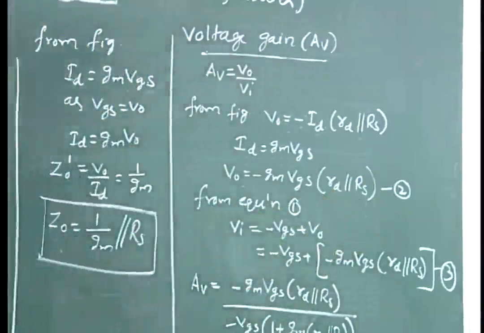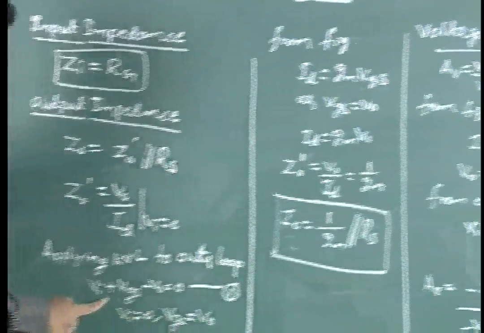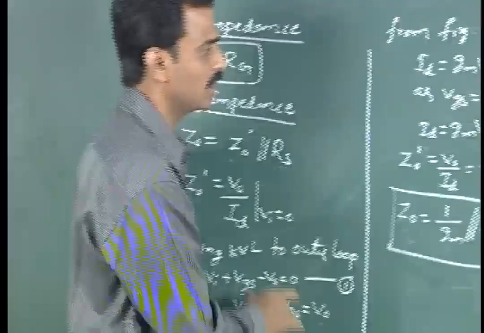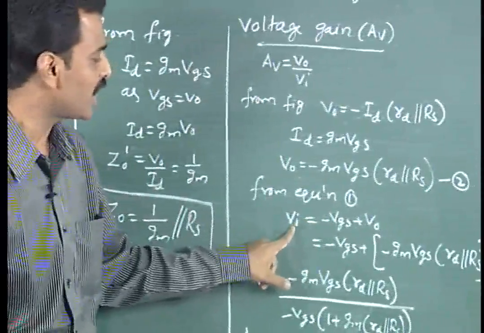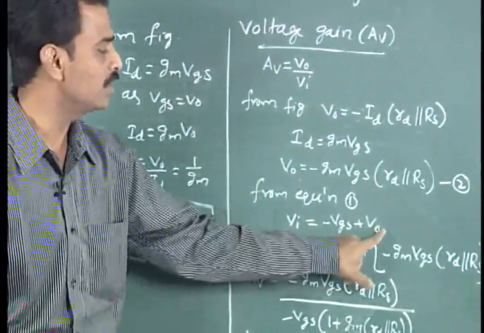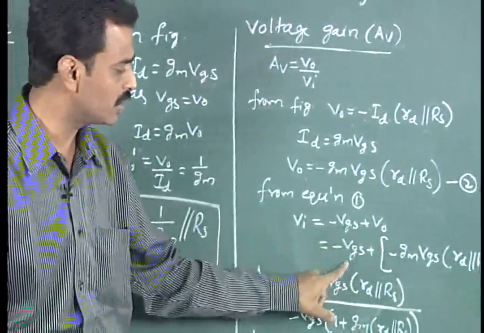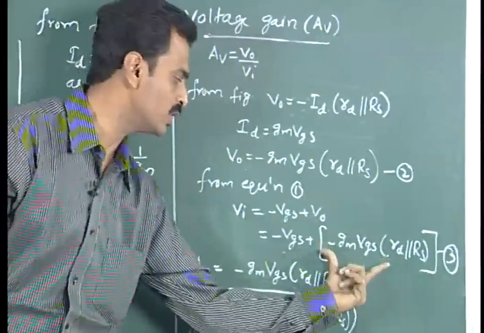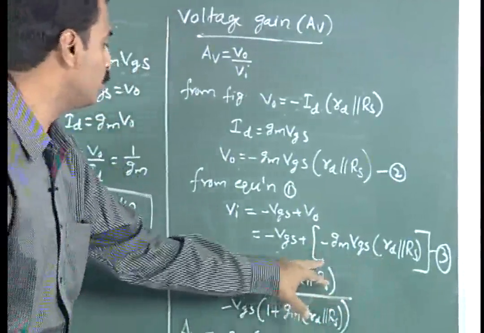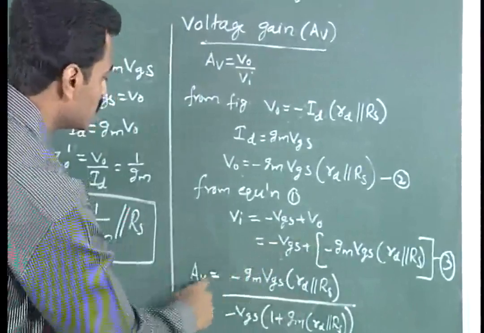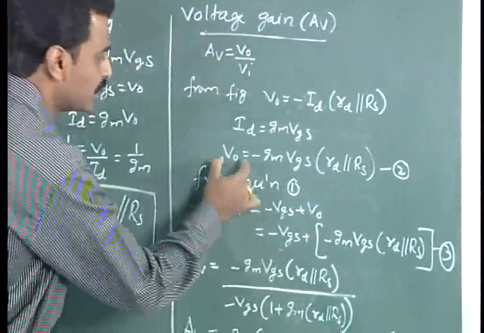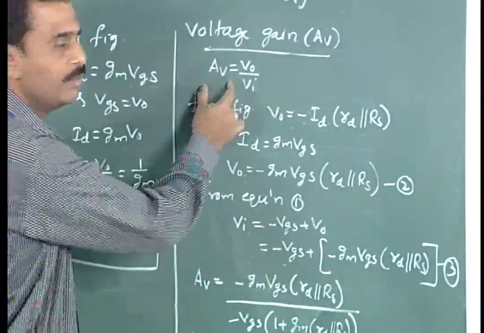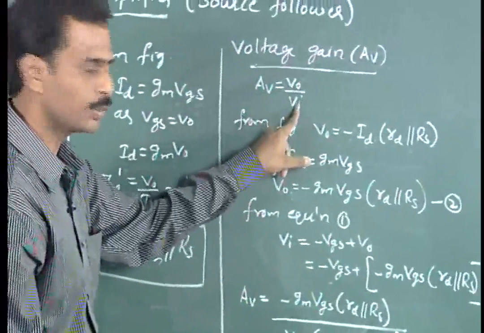Then, as we know from equation 1, Vi plus Vgs minus V0 equals 0. Using the same expression, Vi will be equal to minus Vgs plus V0. This V0 remains the same, whatever V0 we have got has been substituted in this equation. After simplifying this, we'll get the value of Vi separately and V0 separately, but we want the voltage gain, which is the ratio of output voltage to the input voltage.